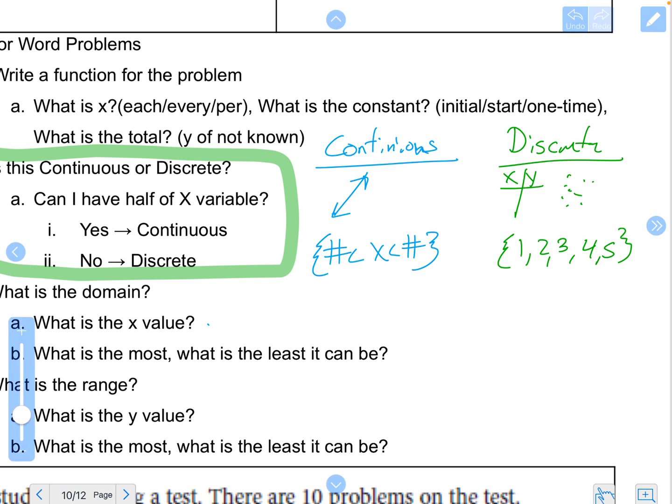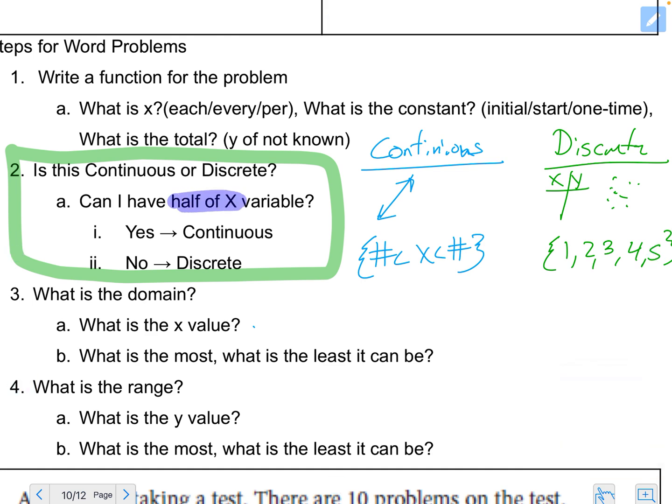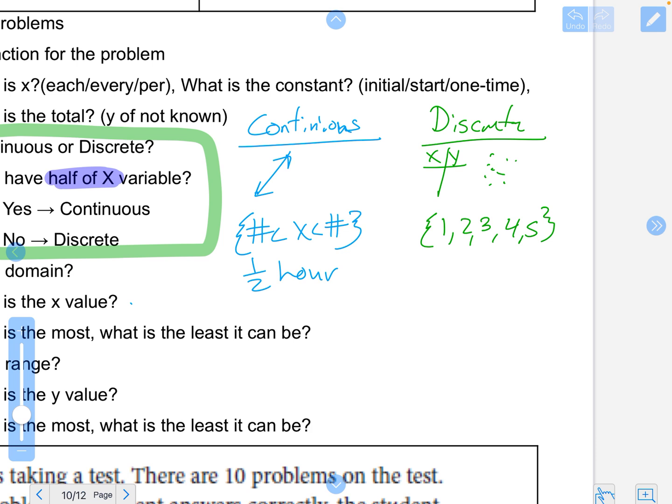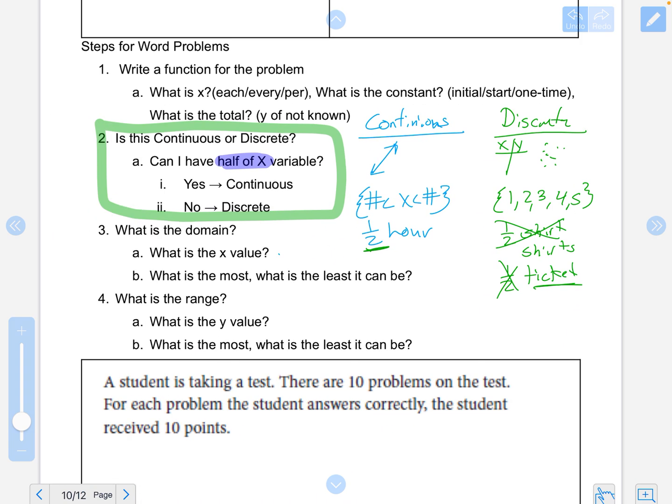If we're looking at graphs, it's really easy to tell continuous versus discrete. But in word problems, what we have to ask ourselves is, can we have half of our x? So for continuous, if we can have half an hour, then we know our data is going to be continuous. However, for discrete, we cannot have half a shirt. And so since we can't have half of a shirt, shirts would be discrete data. Since we can't have half a ticket, tickets would be discrete data. So if we can have a half, it's continuous. If we cannot have a half, it's discrete.